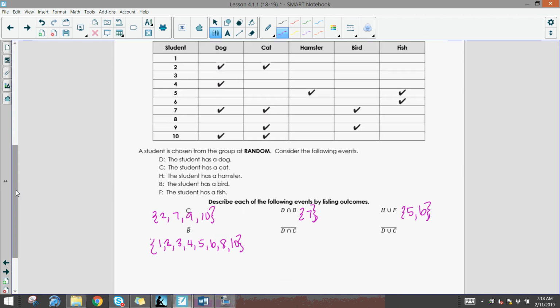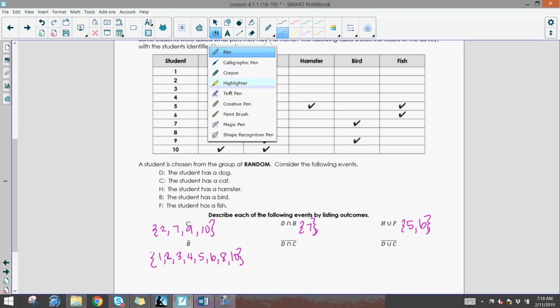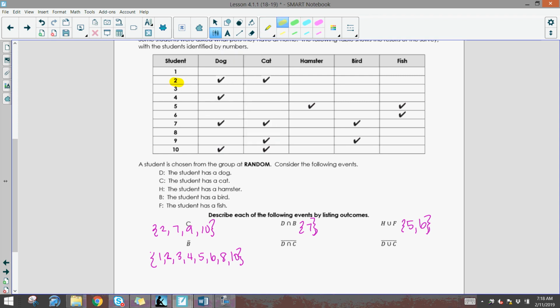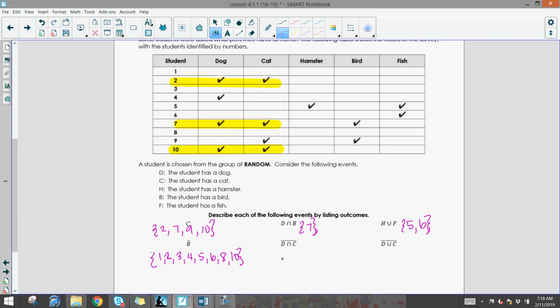So I always go and figure out who has a dog and a cat, and then take everybody else. So here, dog and cat people are 2, 7, and 10. Okay, so if I was asking for dog and cat, then that would be who we are listing in our outcomes, but I want everybody else other than that. So that means I am looking at students 1, 3, 4, 5, 6, 8, and 9.